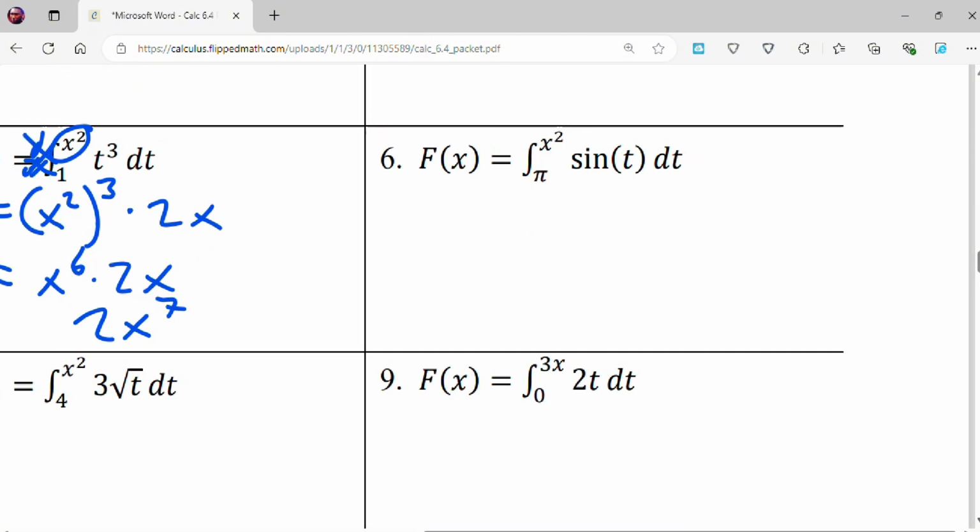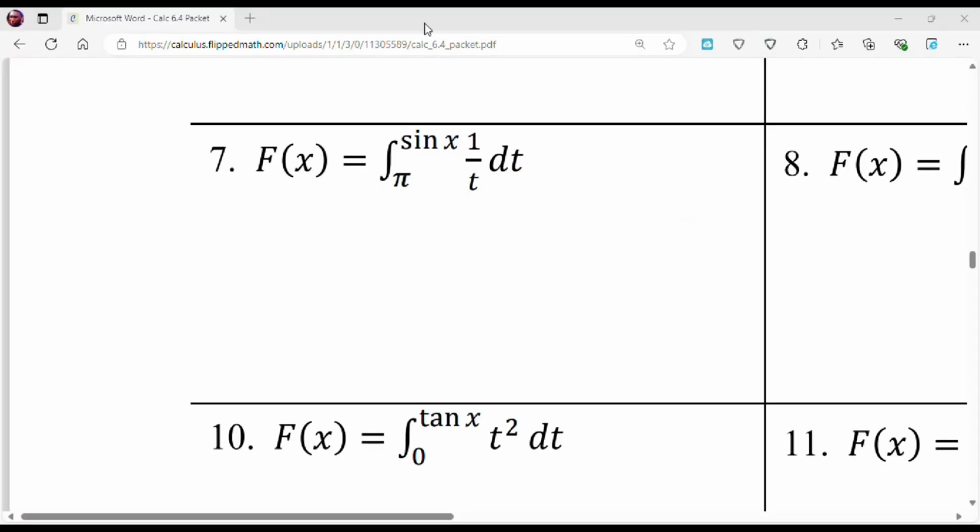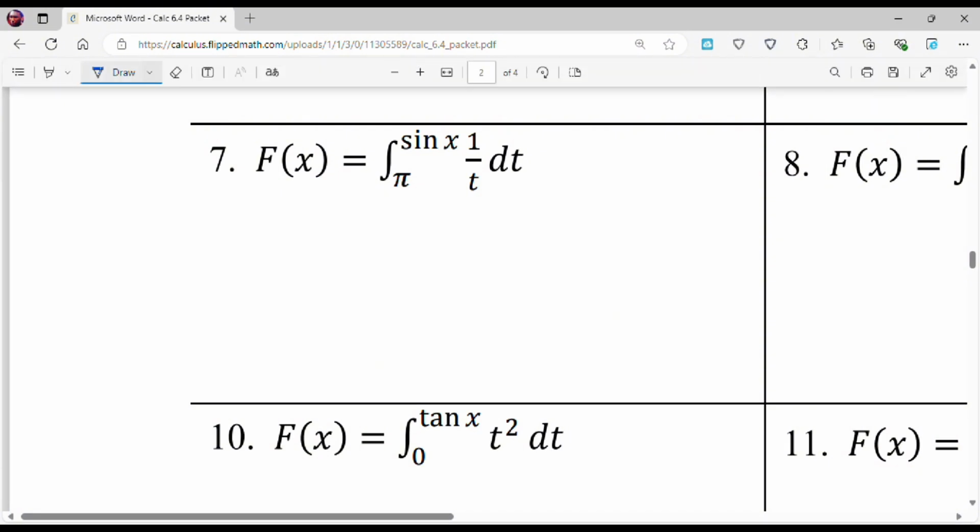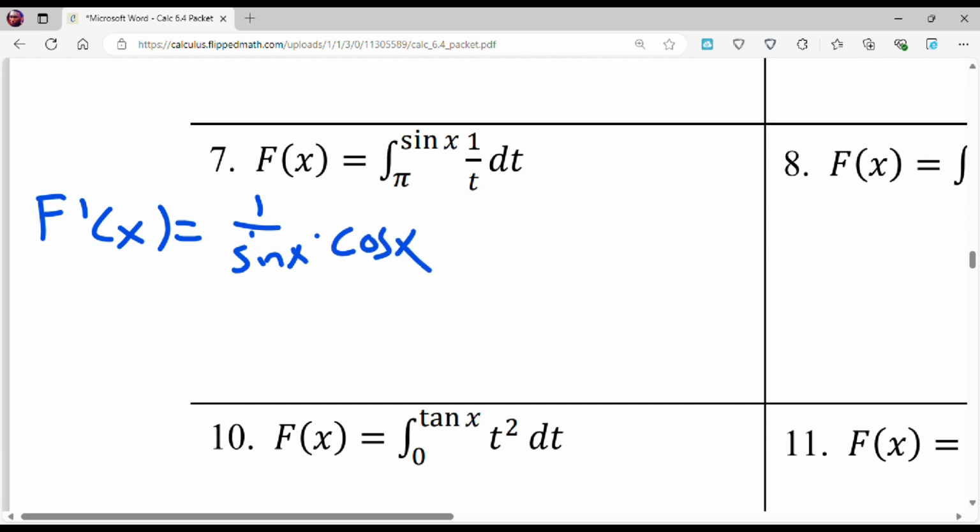Okay. Next, we have f of x equals integral from pi to x squared of sine t dt. So f prime of x, derivative and integral cancel out. So we get sine of x squared. And don't forget chain rule. And that is your answer. Alright, so find the derivative of both sides. F prime of x equals, derivative and integral cancel out. So we get left with 1 over sine x times chain rule, which is cosine x.